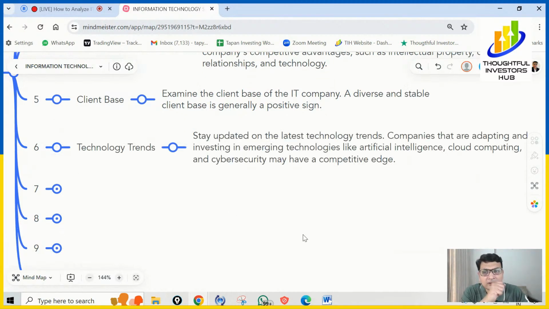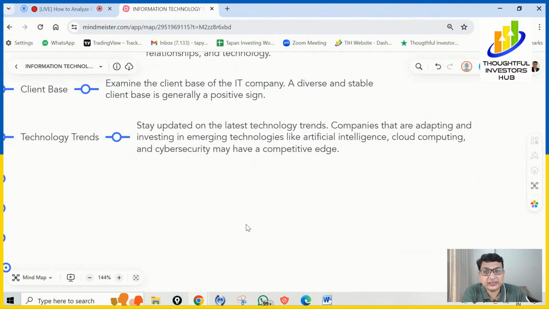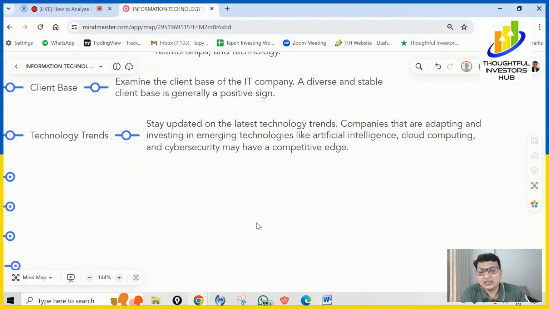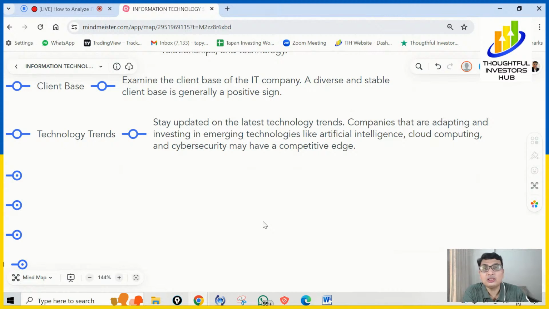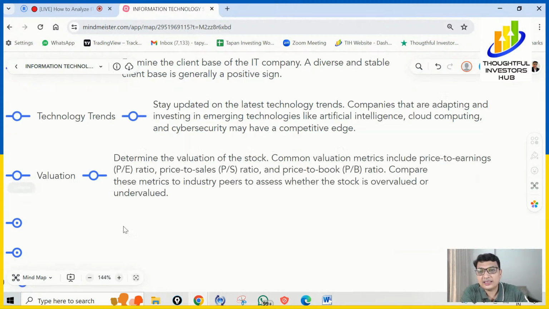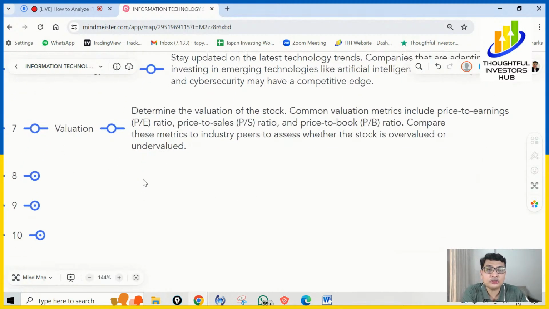Then technology trends. Stay updated with technology trends. Companies are adopting new technology like artificial intelligence, cloud computing, and cyber security. Now artificial intelligence is playing a big role. So whether the company is able to adopt the new technology properly or not, you also have to see. Then comes the valuation. Determine the valuation of a company. We are going to talk about that: P/E ratio, price to sales, price to book value ratio.